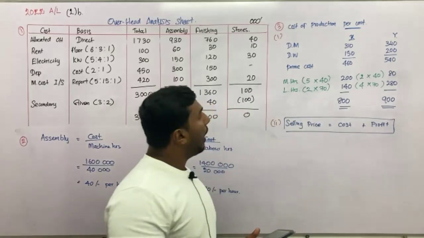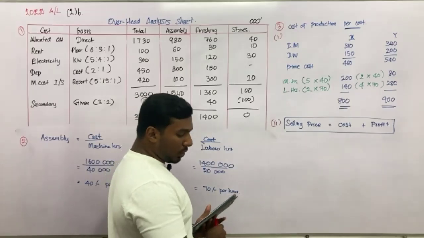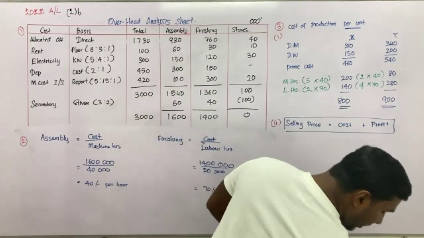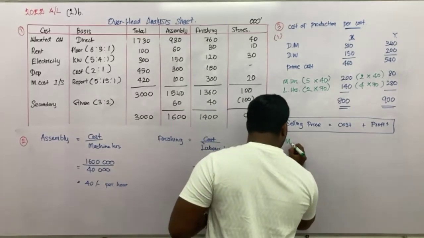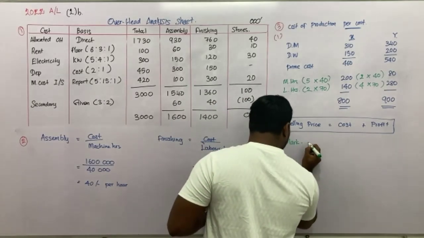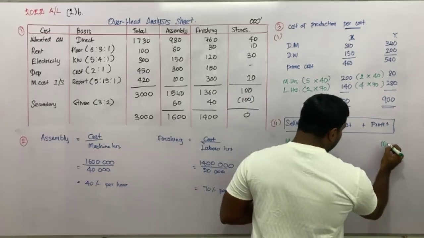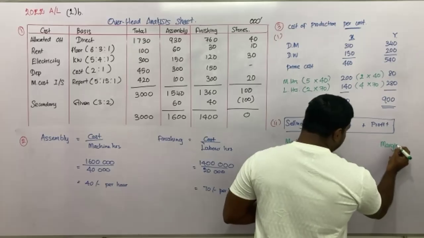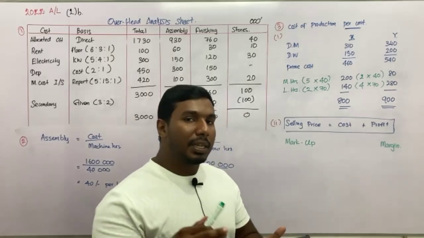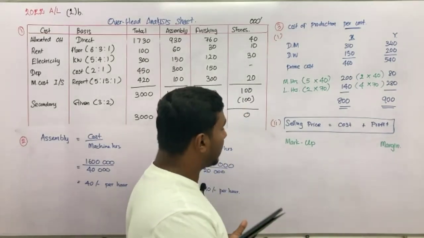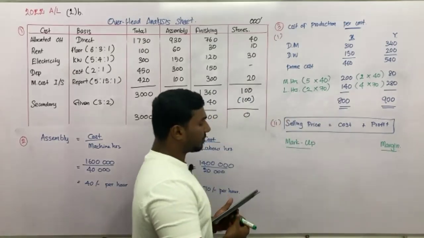Now actually there are two concepts. First concept is known as markup. Second concept is known as margin. There are two selling price calculation concepts. First one is markup. Second one is margin.